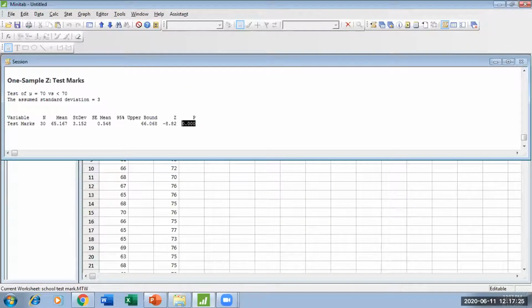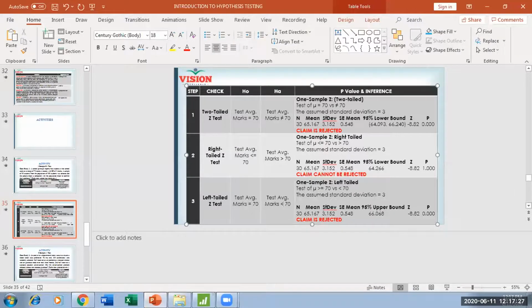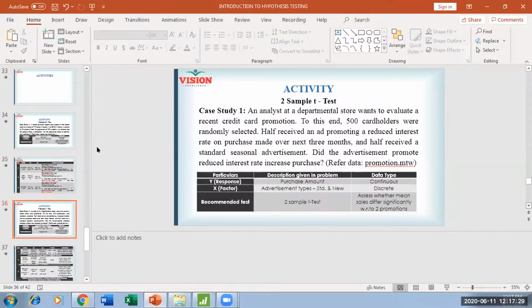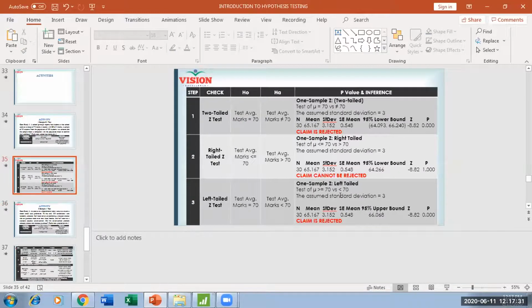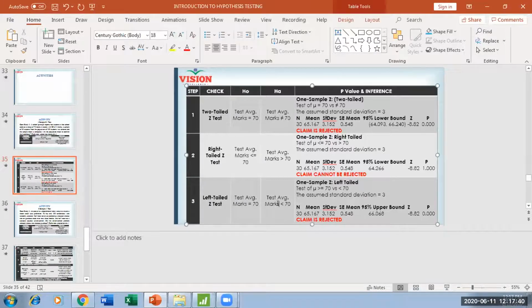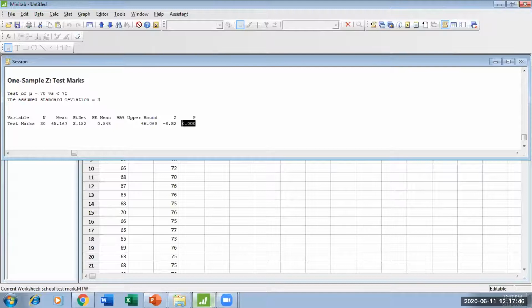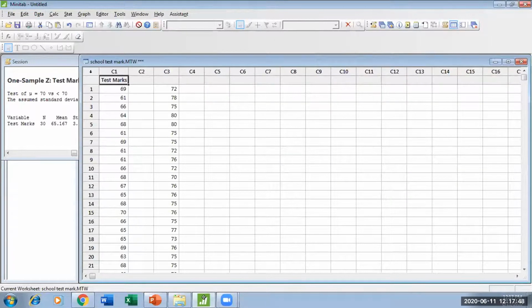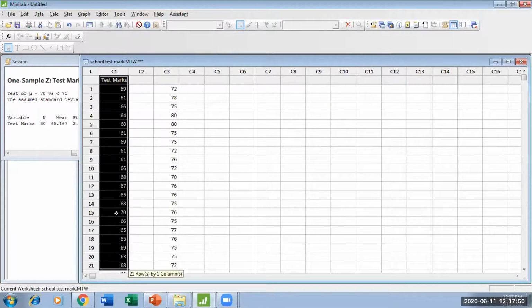So I go back to my PPT. See here, p-value is closer to 0. That means, once again, my claim is rejected. Claim is rejected means now the null is rejected. Now I come to the alternate. What is the alternate? Mark less than 70. That is the fact. Look at your sample data. See here, marks are less than 70 only. Then how can I make a wrong decision?